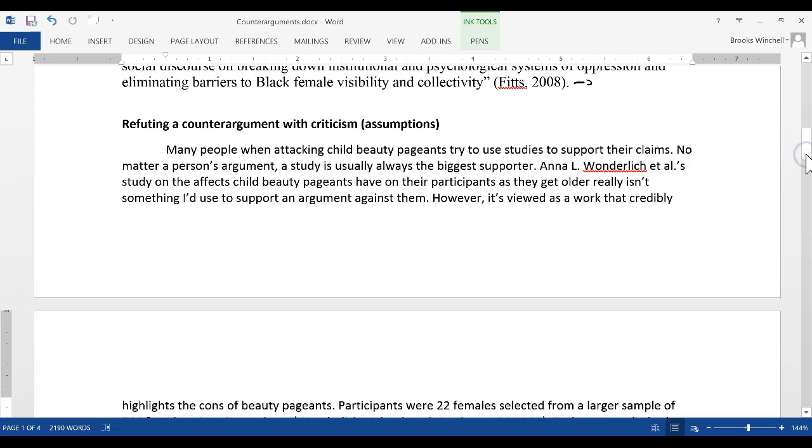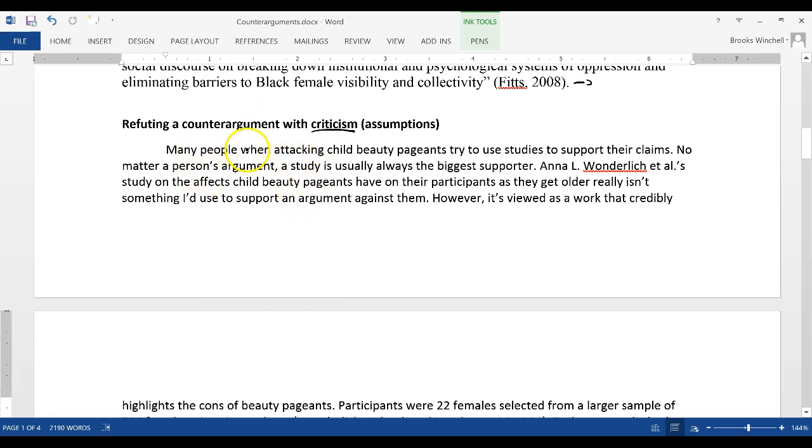Let's take a look at the last one. In addition to refuting it with evidence, you can also refute an argument with criticism or critical thinking. And that's what we did in Essay 3, where we applied some critical thinking to evaluate arguments. So you can think critically about an argument and point out some of the problems with it. And that's exactly what this person does here.